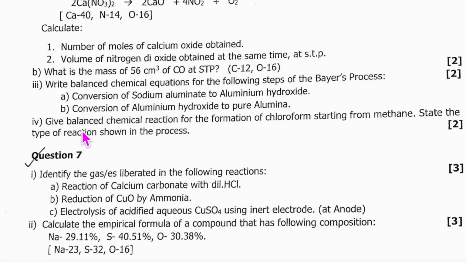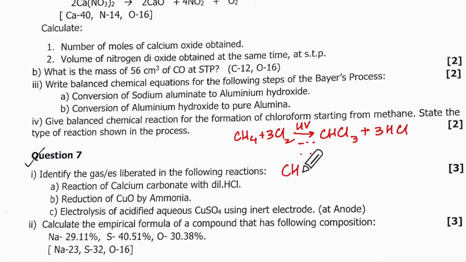Balance chemical reaction for formation of chloroform using methane. Now they are saying methane means CH4 and chloroform means CHCl3. So how many chlorines? 3 chlorines have been added to this, so you have to take 3Cl2. What is the condition? UV light, diffuse sunlight, heat. And plus you will get 3HCl. Remember that.